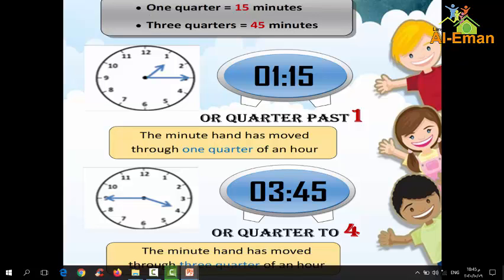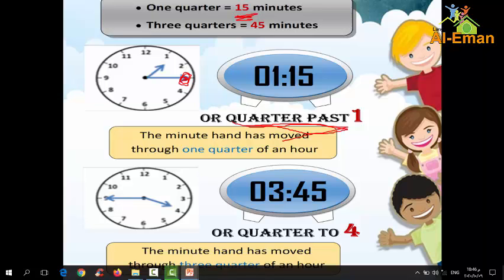So 1/4 equals what minutes? It equals 15 minutes. What does 15 minutes mean? It means the long hand points to 3. When the long hand points to 3, it means 15 minutes. 15 minutes is called quarter past. So quarter past means the long hand points to 3.